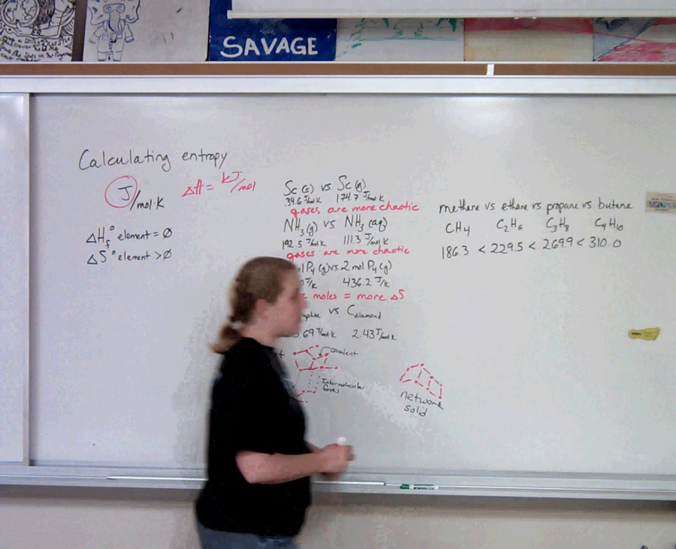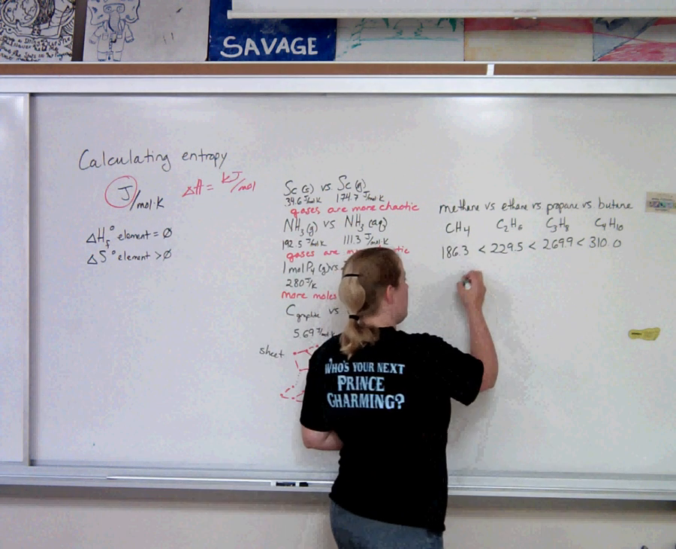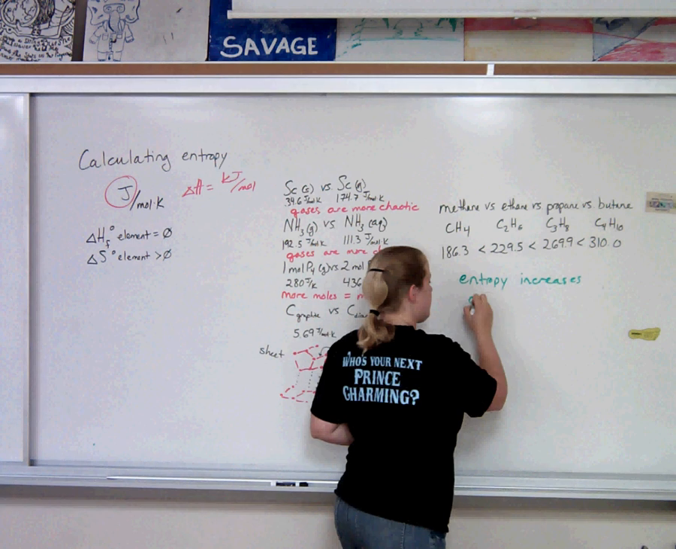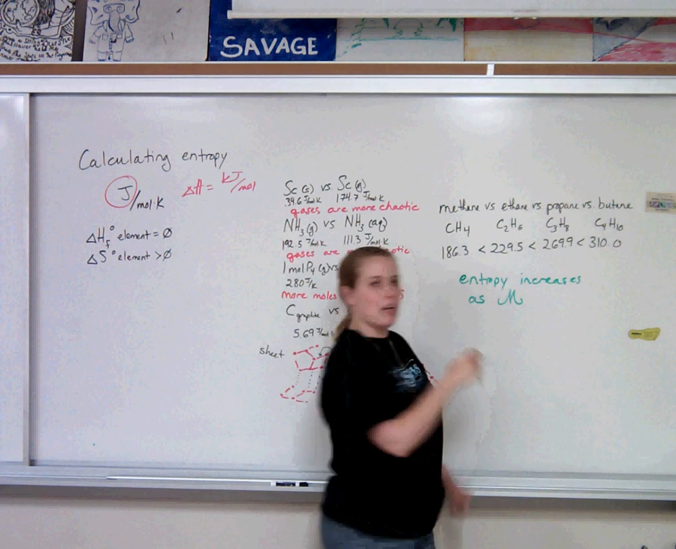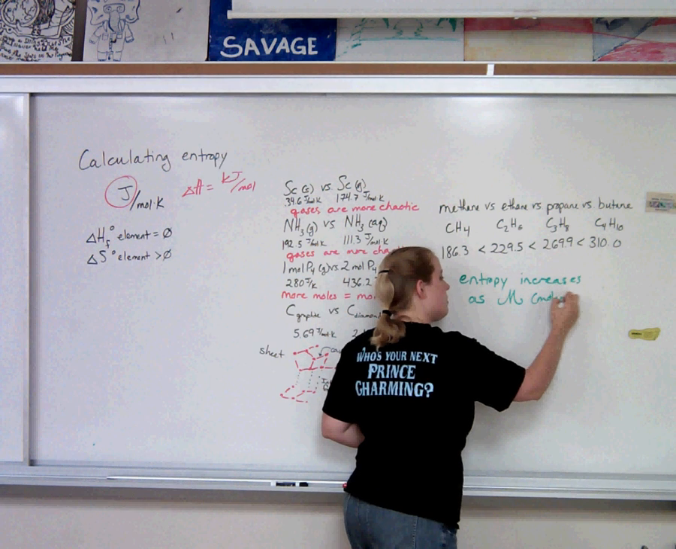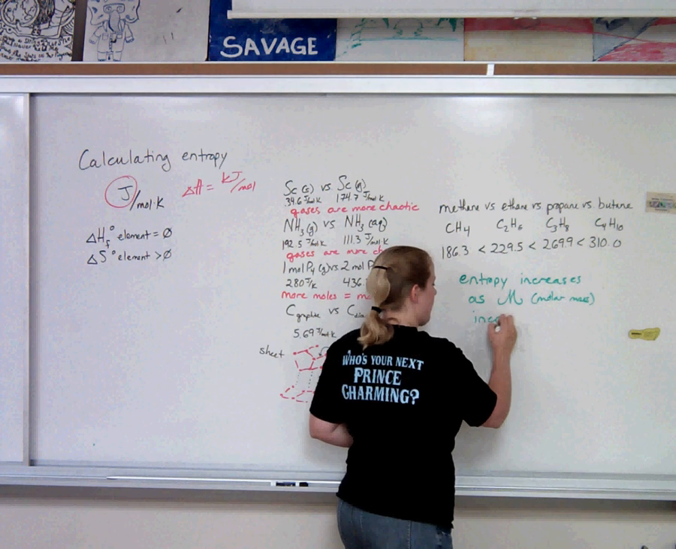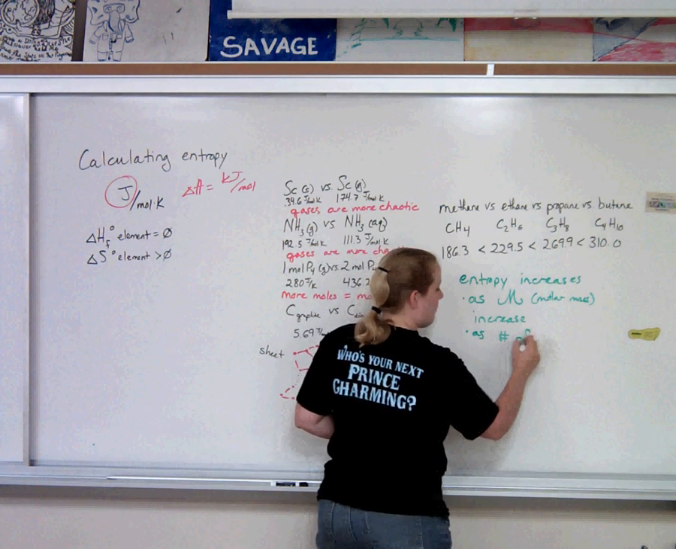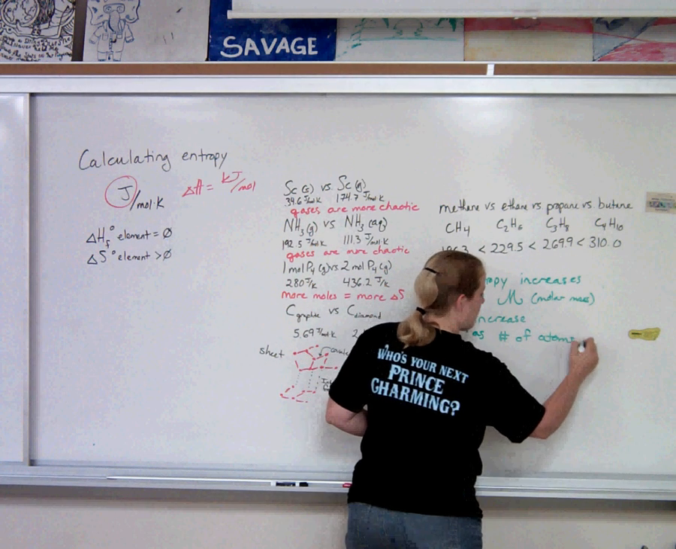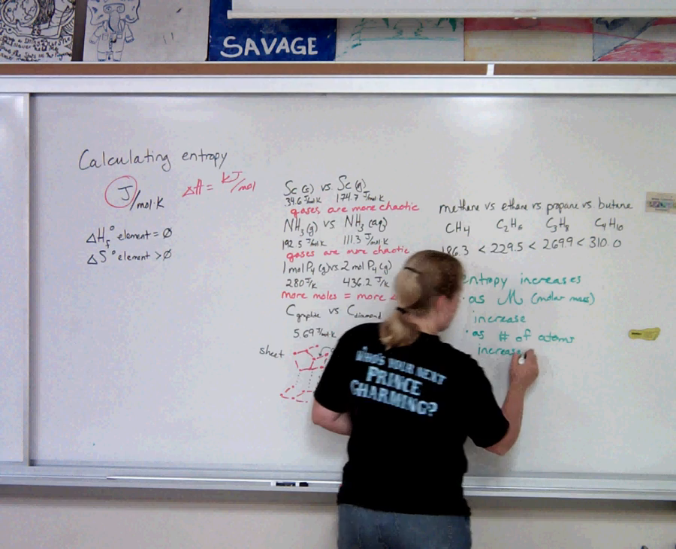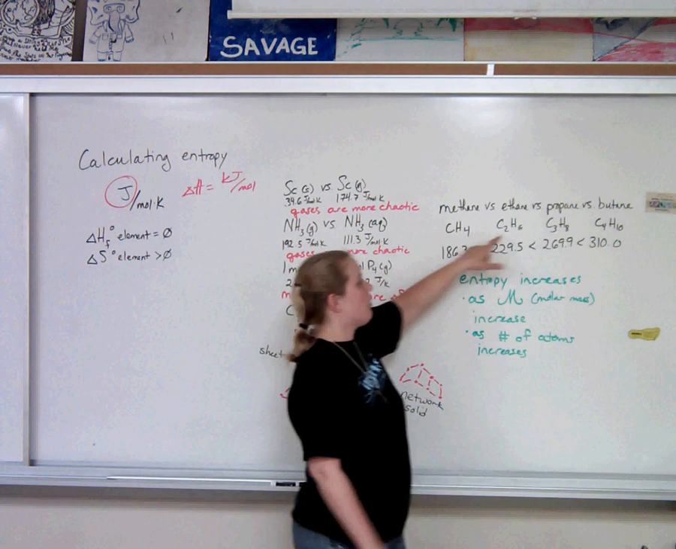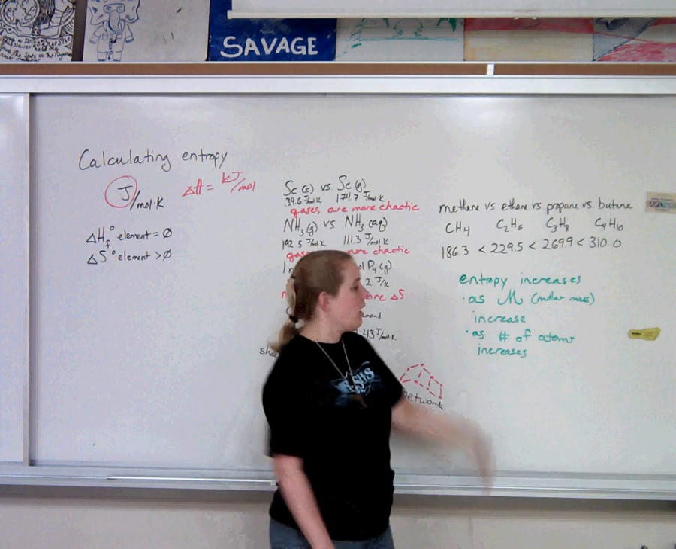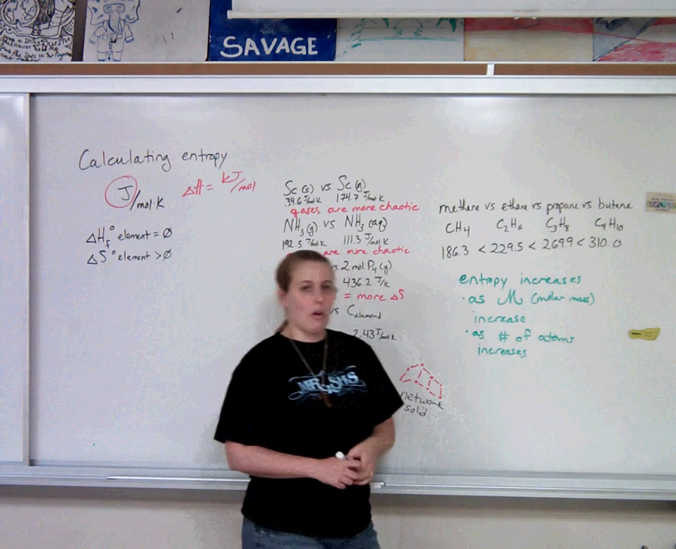Well, the reason for this is that entropy increases as molar mass increases. That fancy M is molar mass. Molar mass increases. It also increases as the number of atoms in the molecule increases. So here we have 5 atoms in this molecule. Here we have 8 atoms, and 11 atoms, and 14 atoms. So as the number of atoms increases, also the molar mass is increasing, and therefore there is more entropy as you go up this list.